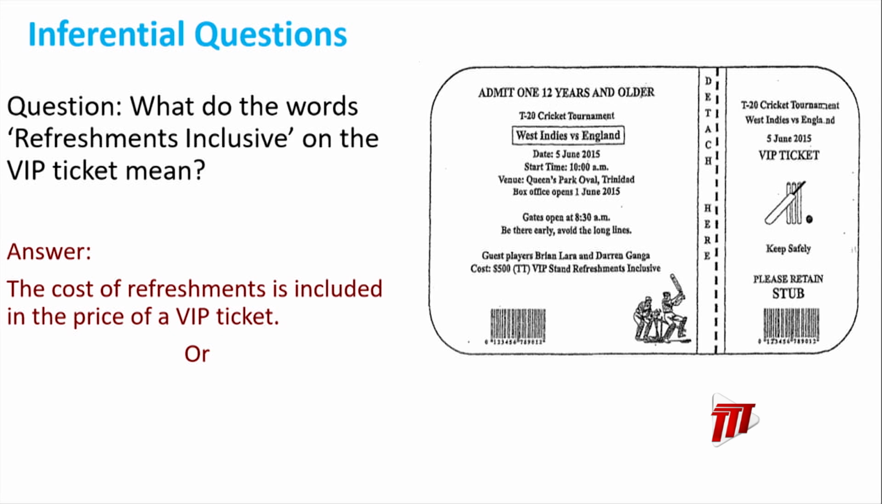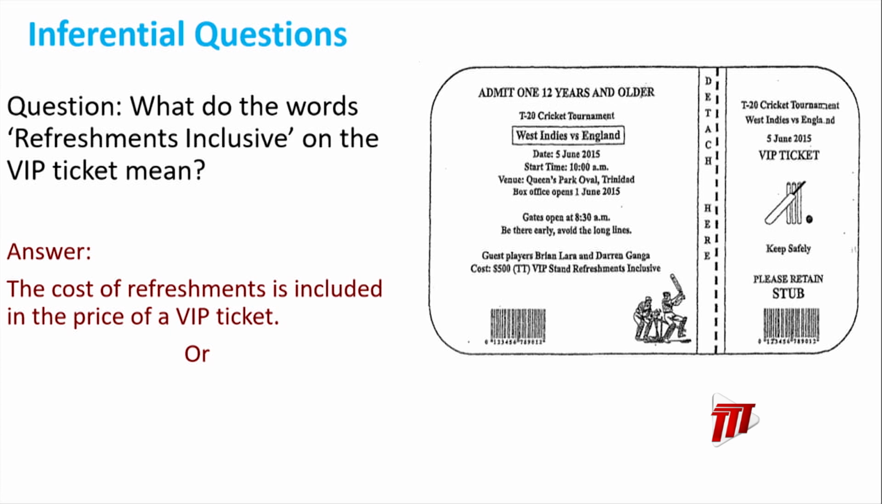So our answer to this question, what do the words "refreshments inclusive" on the VIP ticket mean? It means that the cost of refreshments is included in the price of the VIP ticket. That is, when someone buys a ticket for $500, they pay for their refreshments on that day as well. So you don't need to line up and buy refreshments. You have already paid for that beforehand.